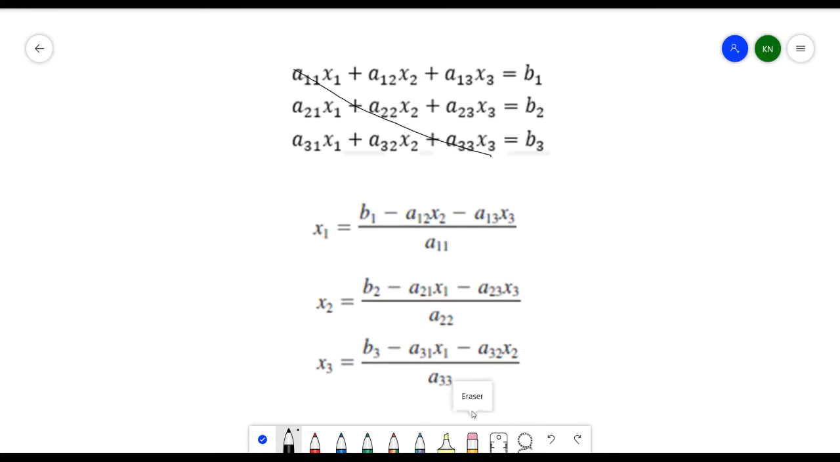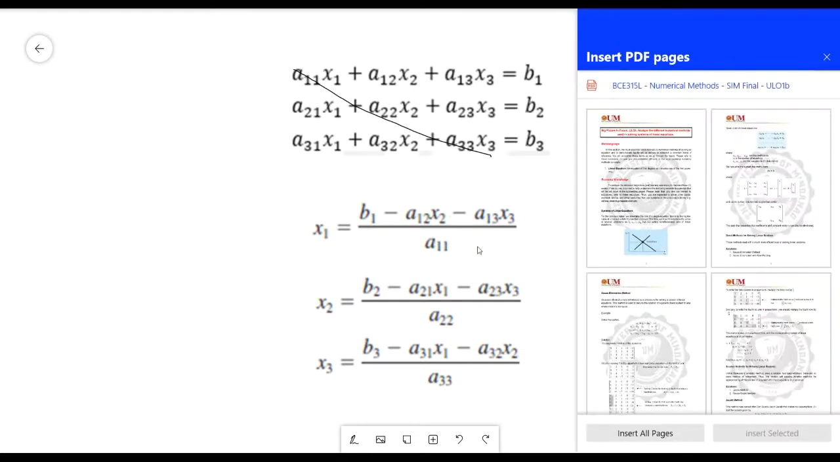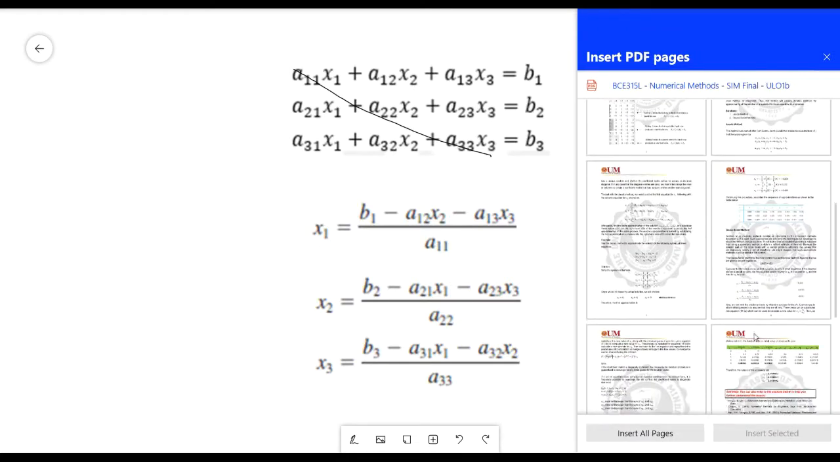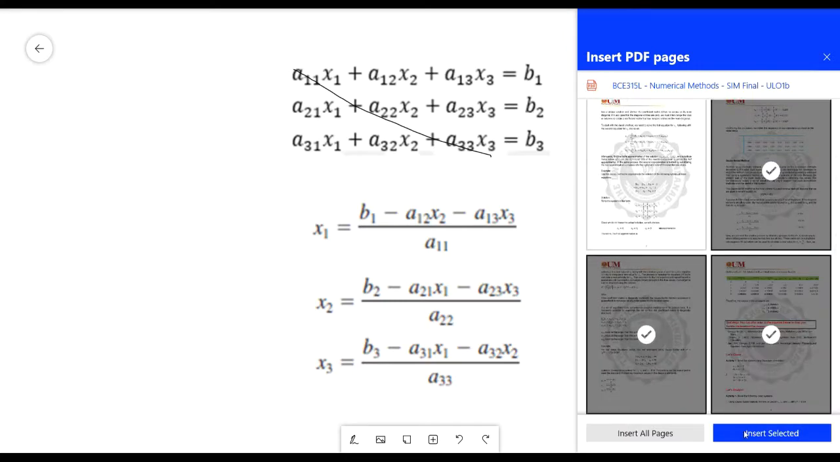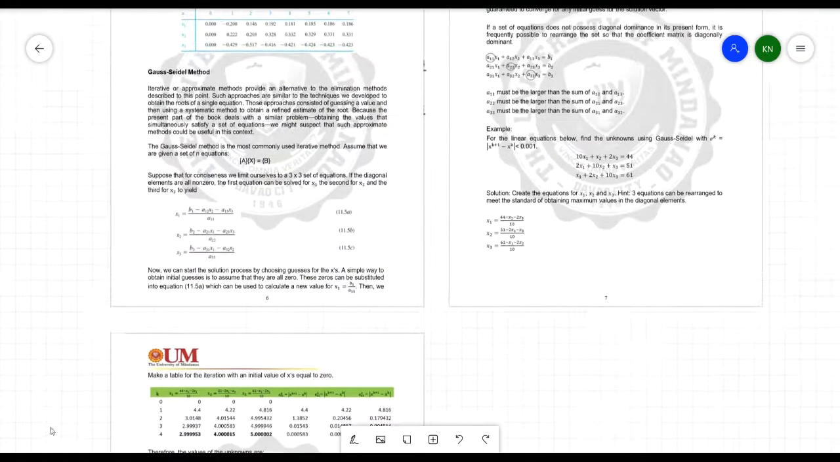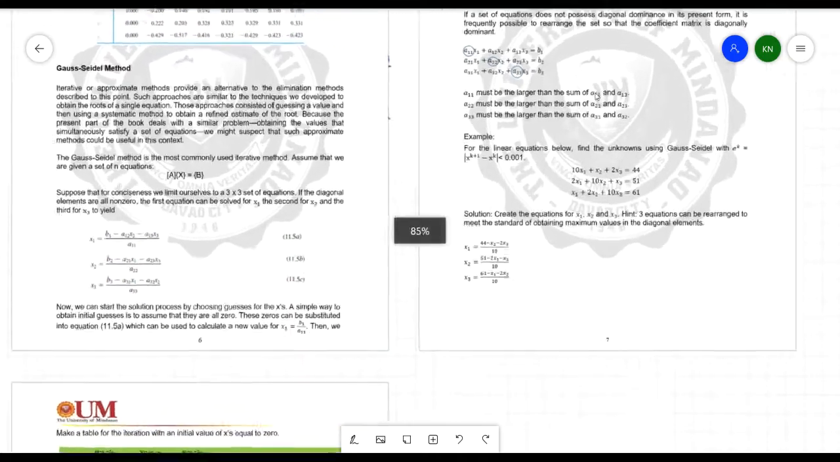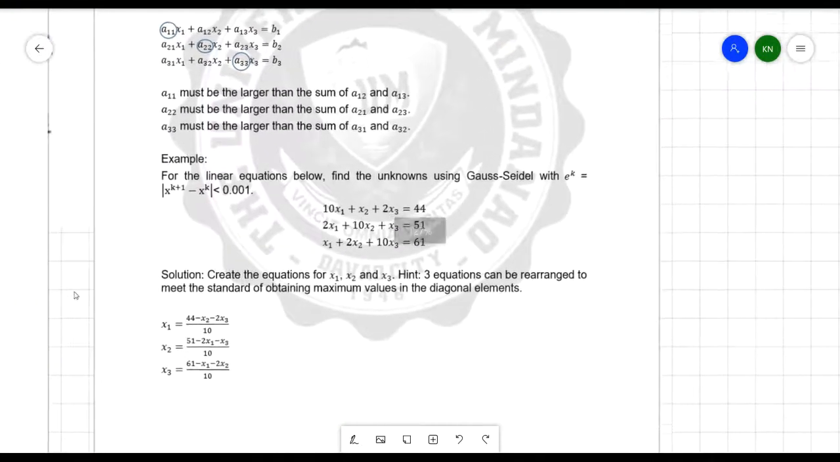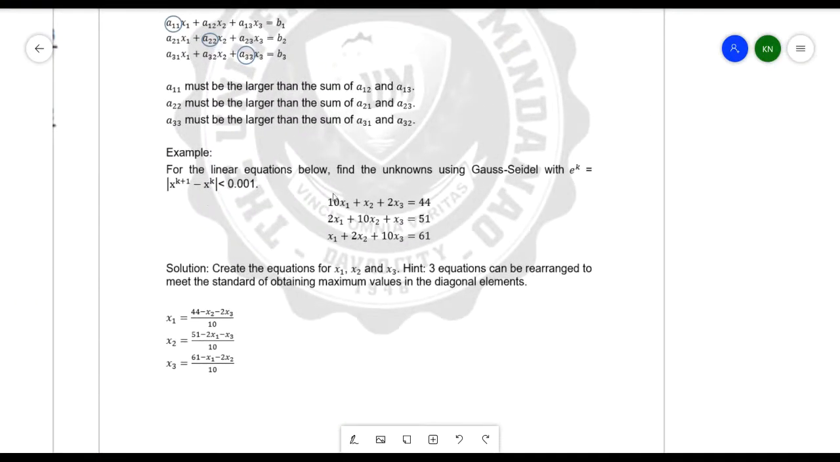Before we move on to an example, I just have to discuss first what is the content of the ULO, or the content of your SIM. From here, you can see we have the example. For the linear equations below, find the unknowns using Gauss-Seidel with e raised to k, which is equivalent to x raised to k plus 1 minus x raised to k, less than 0.001.